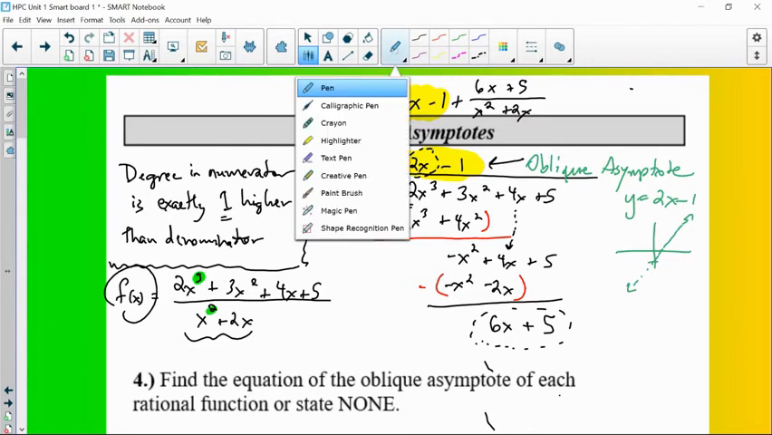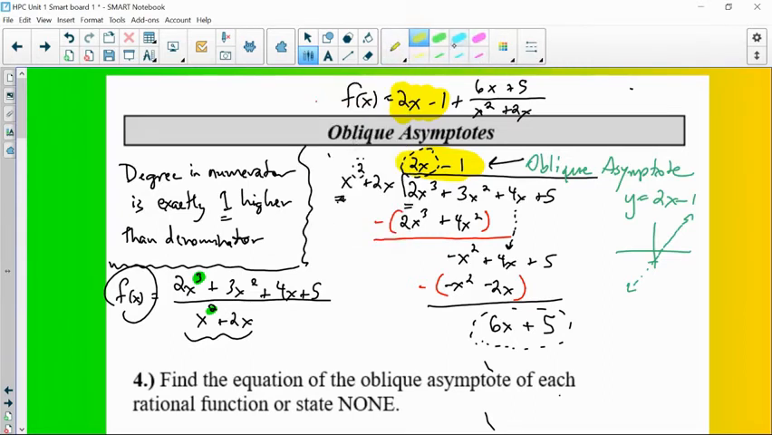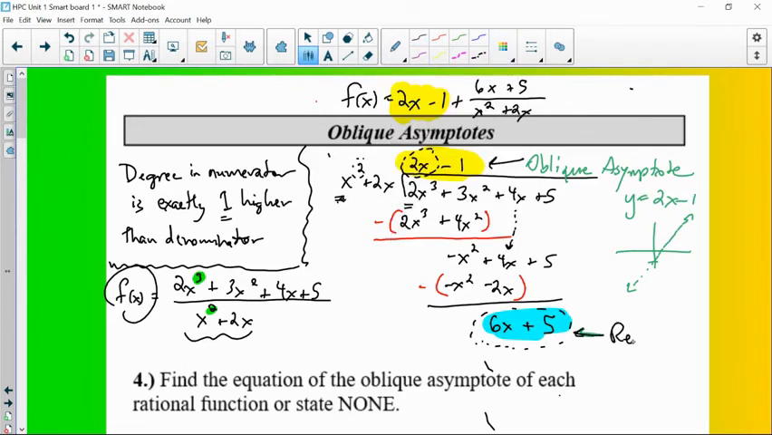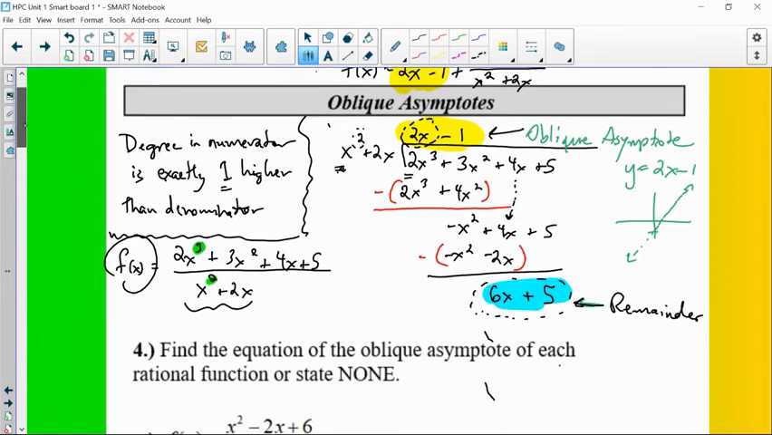Now, this remainder that you see down below, it is linear, but it is not the oblique asymptote. This is just the remainder. So I want us to kind of keep track of that. So that's just the remainder. Okay, so that was just a practice example of long division. And we're going to do lots of examples.